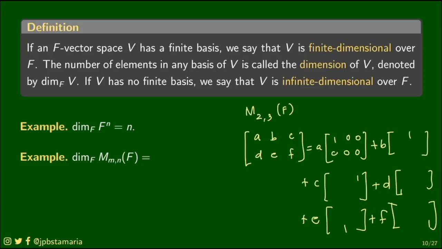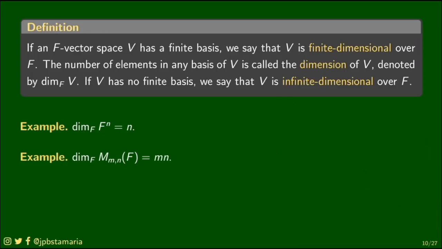Take note that since there are m rows and n columns in an m by n matrix, then all in all there are m times n entries. And each of these entries needs to be specified by an element from F in order for us to have an m by n matrix. Therefore, in general, there are mn matrices in a basis for the space Mmn over F.